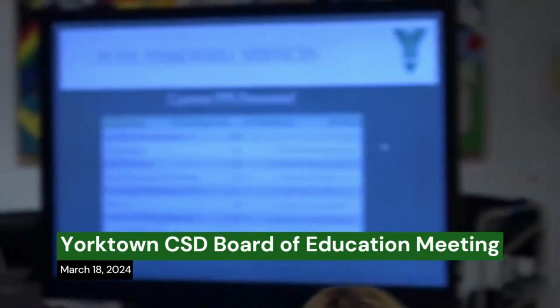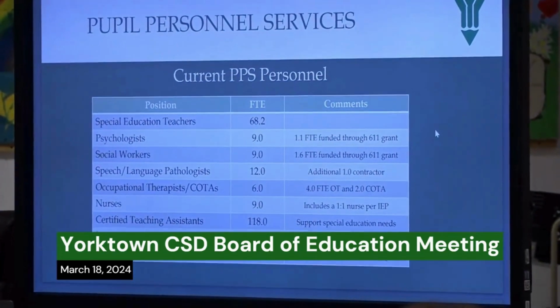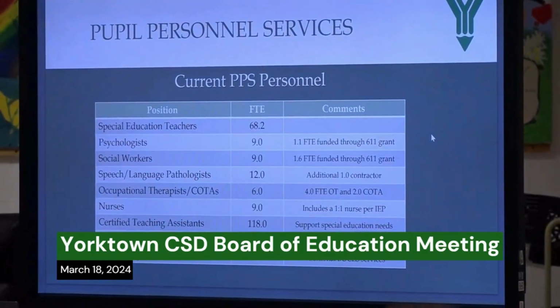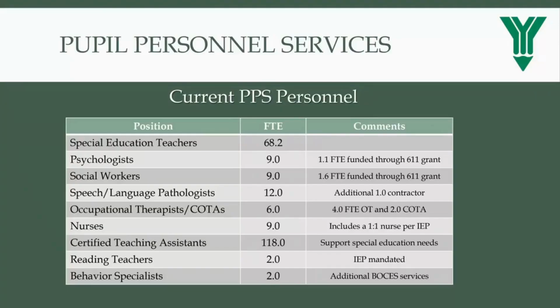We have some staffing numbers here for you in terms of special education teachers. Currently, as of this year, 68.2, psychologists 9, one of which is funded through a grant. Social workers, we have 9, speech and language pathologists 12, occupational therapists and certified occupational therapy assistants 6. We have 9 nurses district-wide, including 1 nurse who's a one-to-one nurse. We have 118 certified teaching assistants, 2 full-time reading teachers in our department, and 2 full-time behavioral specialists.